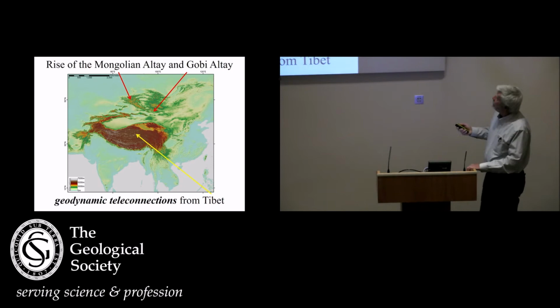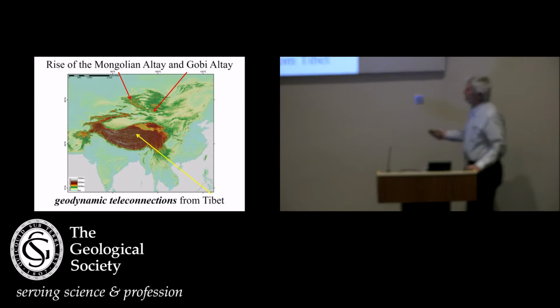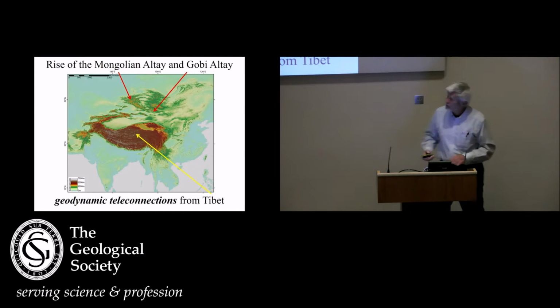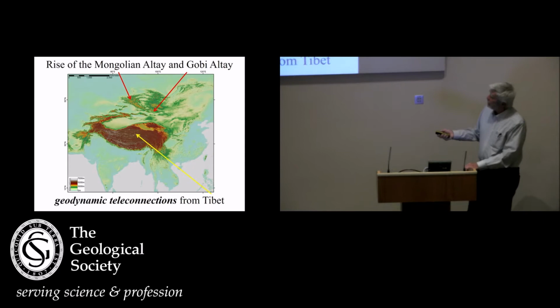So with that idea, I'd like to offer the rise of the Mongolian Altai and Gobi Altai as a geodynamic teleconnection from Tibet. Teleconnection is the word the climatologists use for having a heat source in some part of the world and then seeing a response someplace else. El Niño writes a signature all around the globe because of teleconnections. Well, this is a geodynamic teleconnection. It's not as good as plate tectonics, but I think it's pretty good.